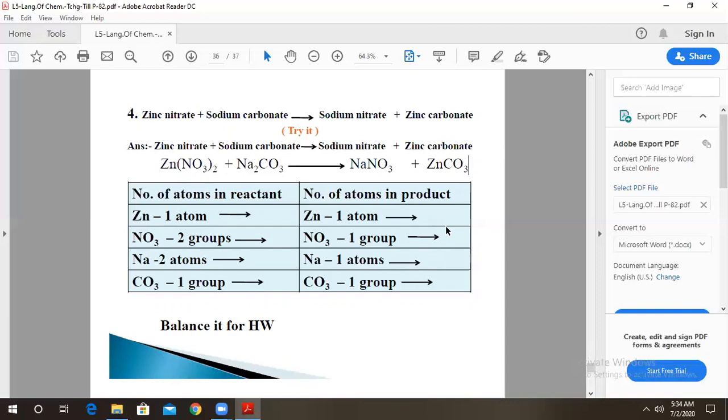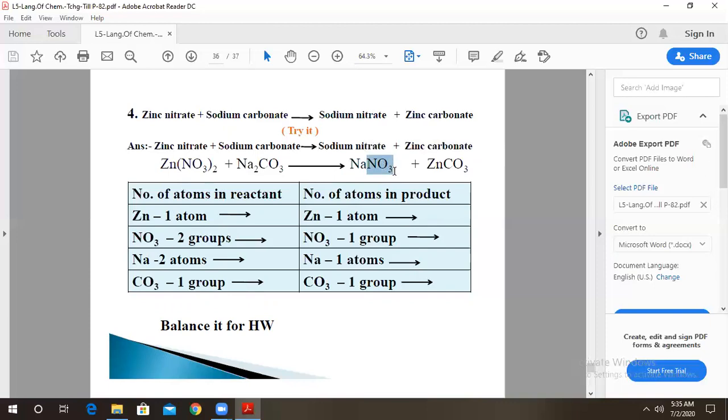Then hydrogen, then oxygen. So see the metals, zinc, on this side 1, on this side also 1. So zinc is balanced. Then sodium is a metal. This side 2 sodium atoms, here only 1 sodium atom. So here I need to write down 2. The coefficient will be 2. I cannot write Na2. Why? Because it will change the molecule.